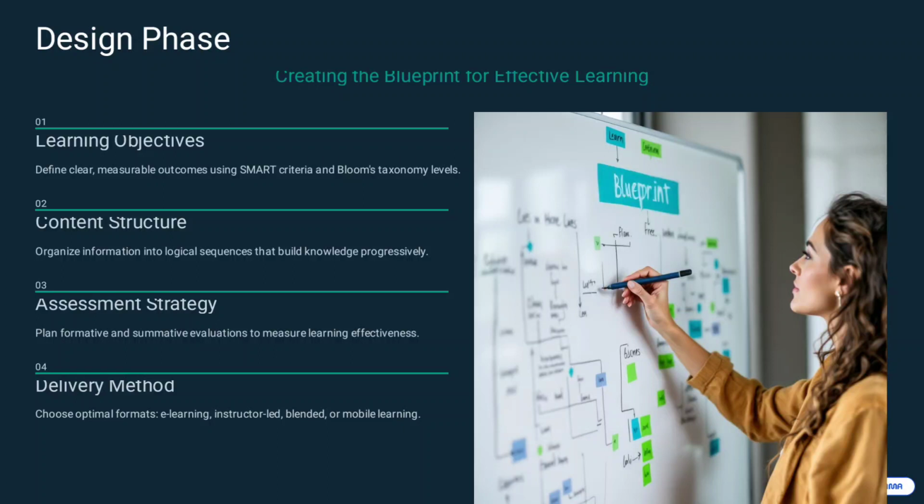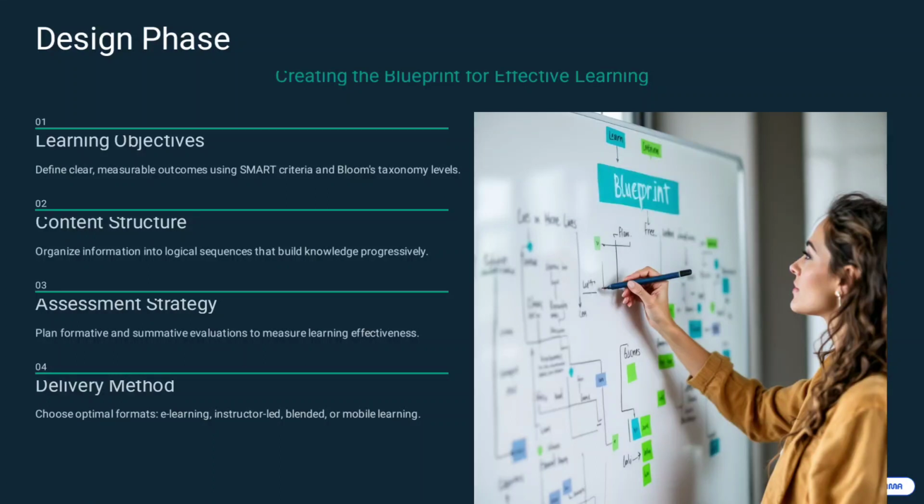The second phase is the design phase. During this phase, the blueprint for effective learning and training is created. Four things are considered during this phase. Number one is learning objectives. Define clear, measurable outcomes using SMART criteria and Bloom's taxonomy levels. The second is content structure. Organize information into logical sequences that build knowledge progressively.